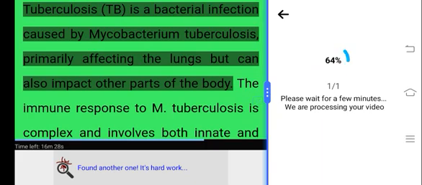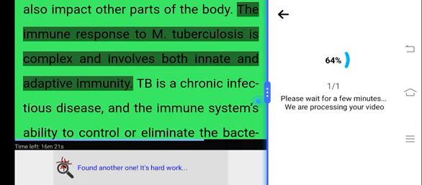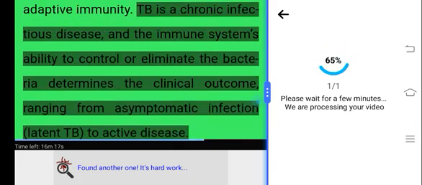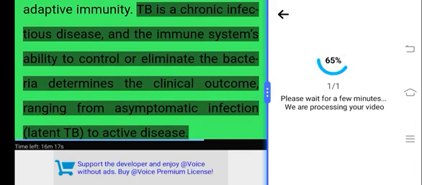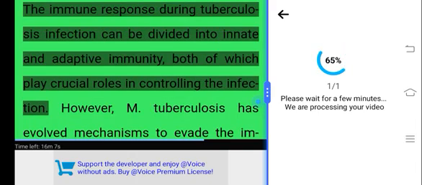Tuberculosis (TB) is a bacterial infection caused by Mycobacterium tuberculosis, primarily affecting the lungs but can also impact other parts of the body. The immune response to M. tuberculosis is complex and involves both innate and adaptive immunity. TB is a chronic infectious disease, and the immune system's ability to control or eliminate the bacteria determines the clinical outcome, ranging from asymptomatic infection, latent TB, to active disease.